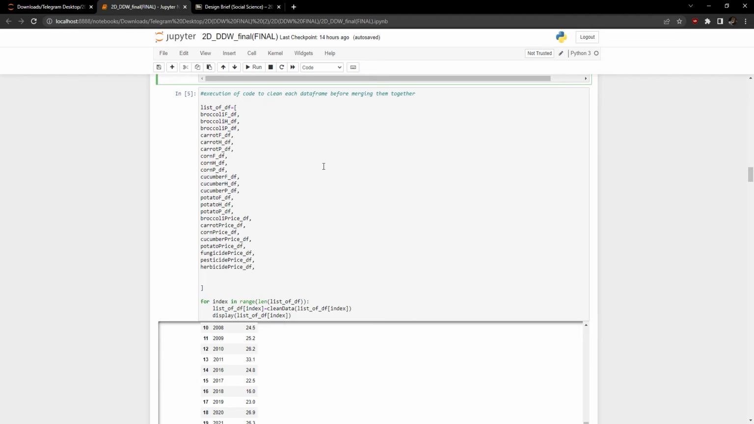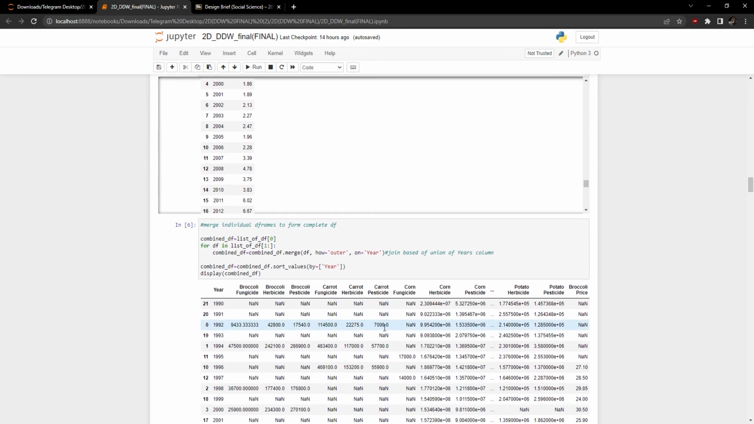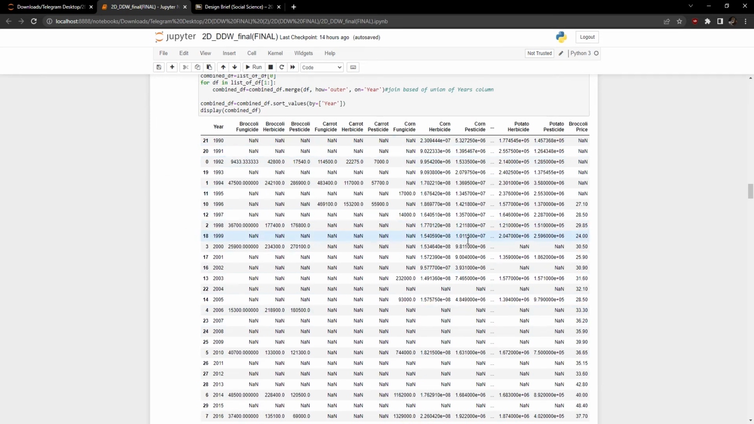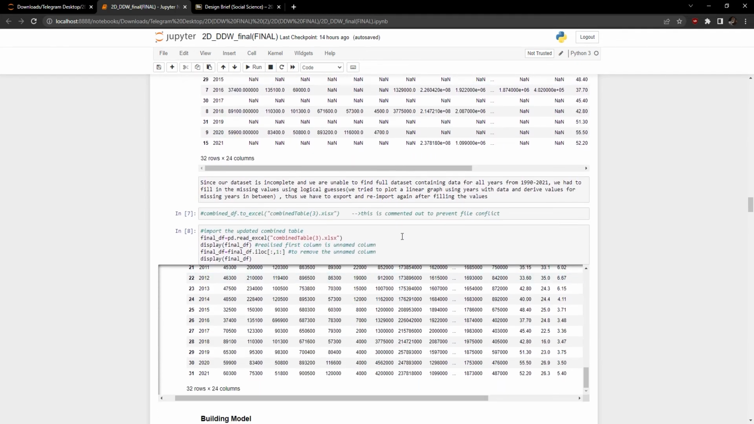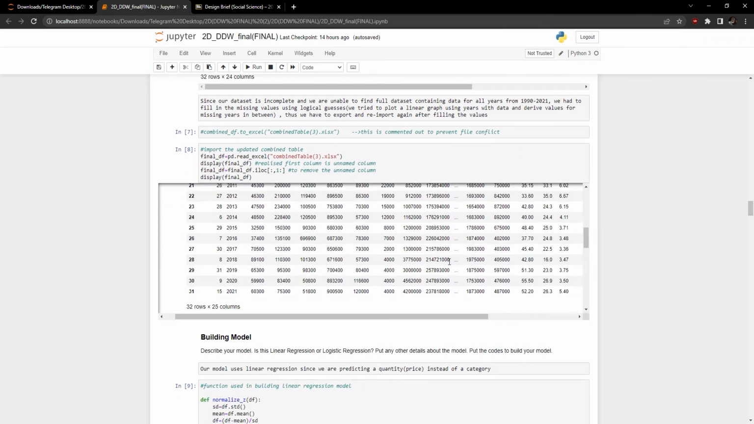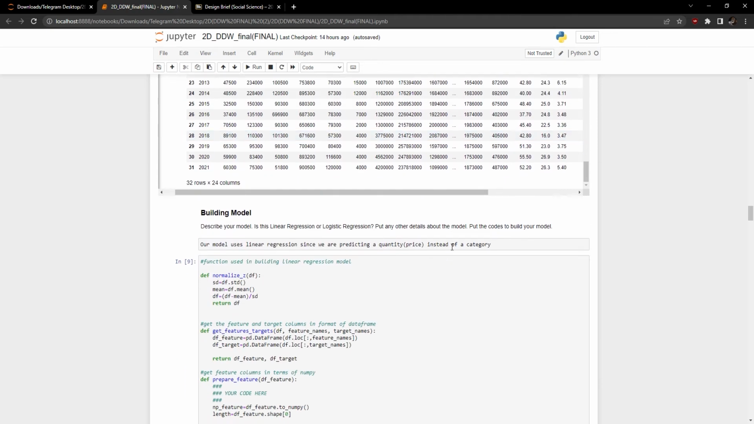So we plotted and we merged all the data together, and then this returns us this, with still a lot of missing data shown by this NaN thing. So we have no choice, unfortunately, because the data set is incomplete. So we plotted this graph with a linear graph in Excel, and then derived values for the missing years in between, and then we exported and imported the values again. This fills up the missing data.